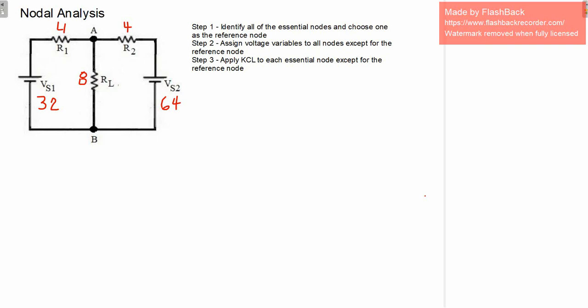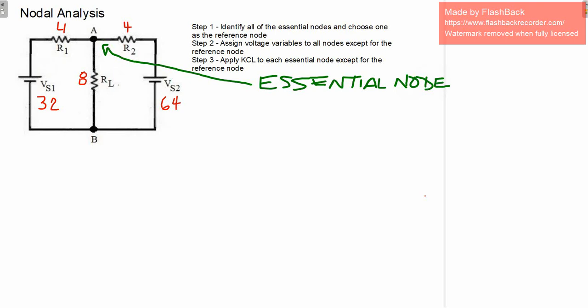In this example, we're going to take a look at something called nodal analysis, which is a different way to analyze a circuit. In this case, we're going to look at special nodes, and node A is an important node, and we use the word essential node. So one of the things we have to do is identify what are the essential nodes in the circuit. So that node A has current flowing in and flowing out.